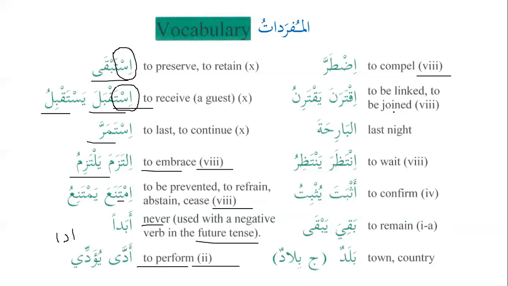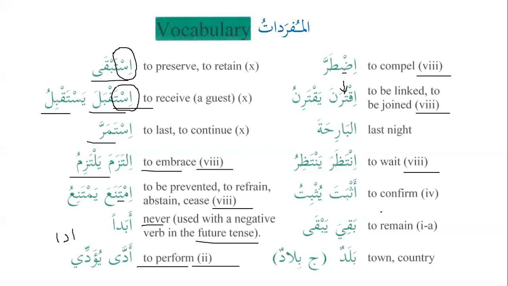Iqtarana yaqtarinu, to be linked. So it's qarana yaqrinu, iqtarana yaqtarinu, to be linked or to be joined. So this is also a verb from number 8. As I said earlier, normally we have ta as the third letter, but here it has changed from ta into dad. Al-barihata, last night. Intadara yantadiru, also a verb from number 8, to wait. Nadara yanduru, and from that we have intadara yantadiru.